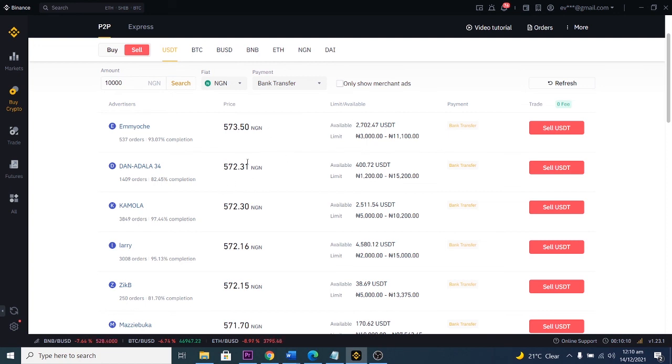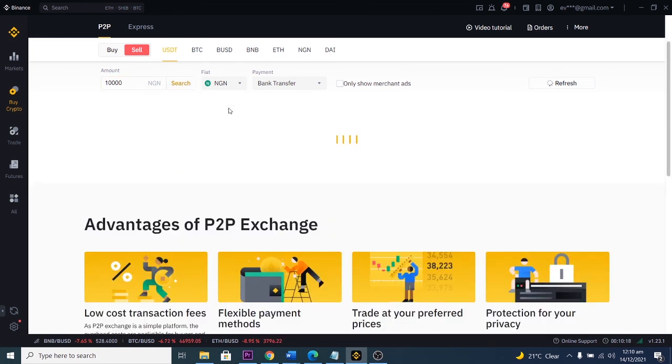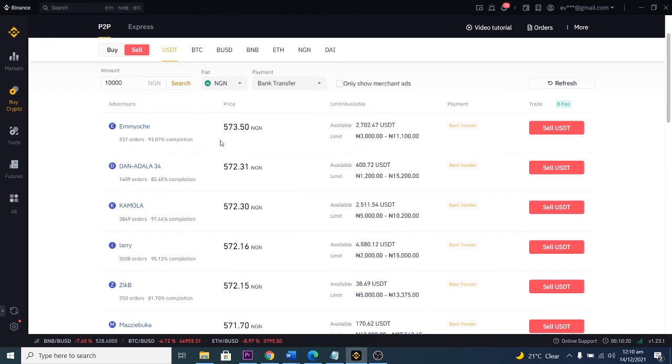So these are the people that want to buy too. This one will want to buy between 3,000 to 10 or 11,000. So I just want to sell my 10,000. The same way I bought, I can sell it to this person, sell USDT. If I click on sell USDT, the person will transfer the money immediately to me, and then I get my money back. But I'm not willing to sell the cryptocurrency that I just bought right now.